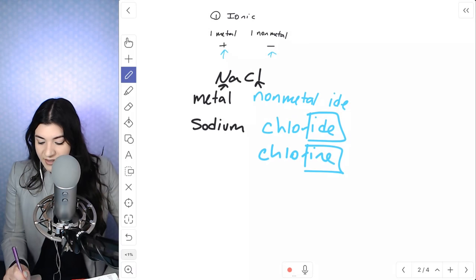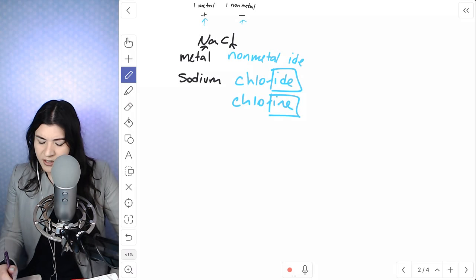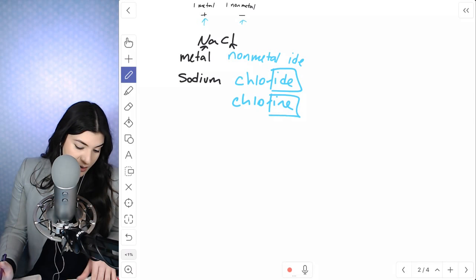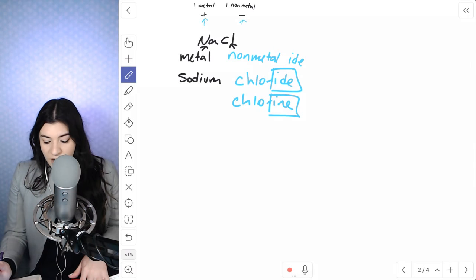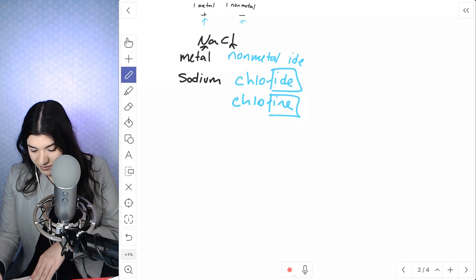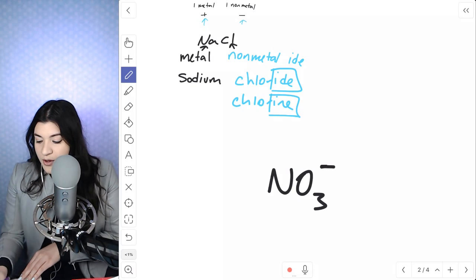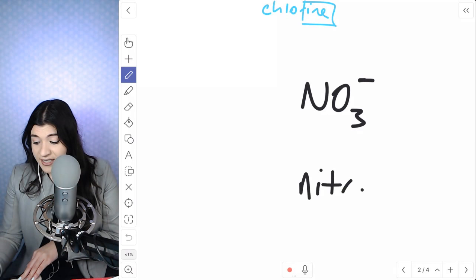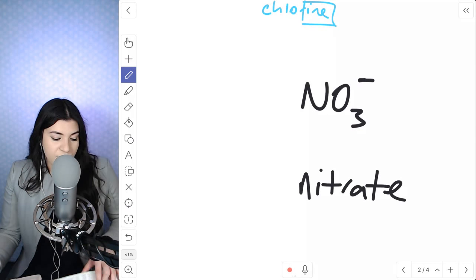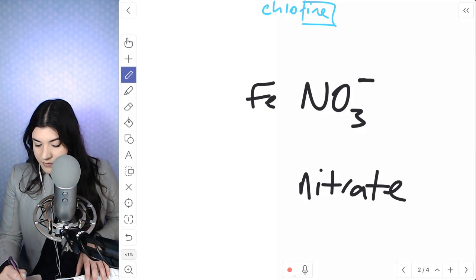And then now let's do one more example with ionic compounds. So let me go ahead and put something, let's do polyatomic ions. So for our polyatomic ions, that is when we have, let's say, NO3 with a minus charge. Those are going to be ones to for sure know and just memorize. So NO3 minus is known as nitrate. And then let's say if we had something like this, and I'll show you what to do.